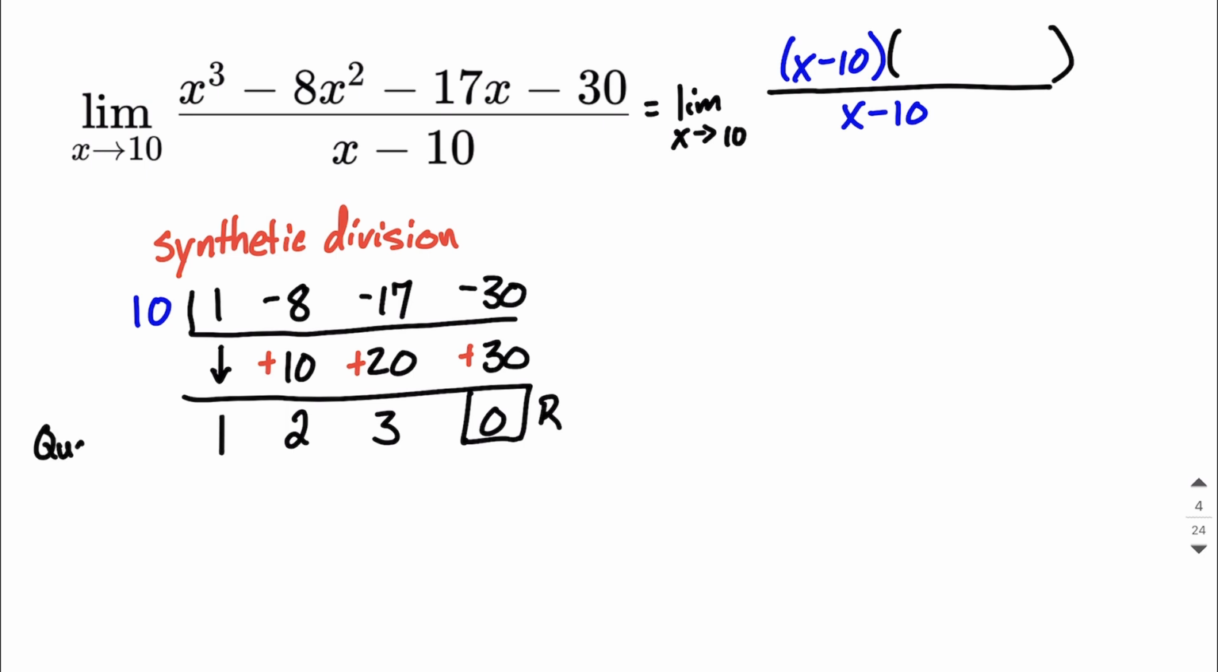Reading the rest of this, the quotient for our division is going to be represented by these numbers, the 1, 2, and 3. It always works that it's one degree less than the original starting x to the third. So it'll be 1x to the second power plus 2x to the first power plus 3 as a constant is going to be our quotient. So basically, that can fill in right up here because we divided by x minus 10. x squared plus 2x plus 3 can get filled in up here.